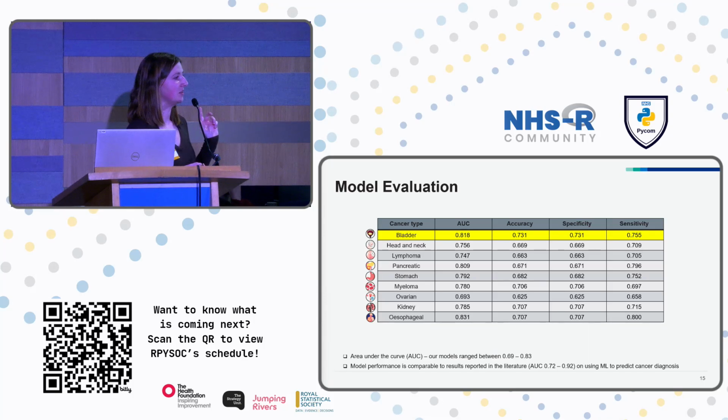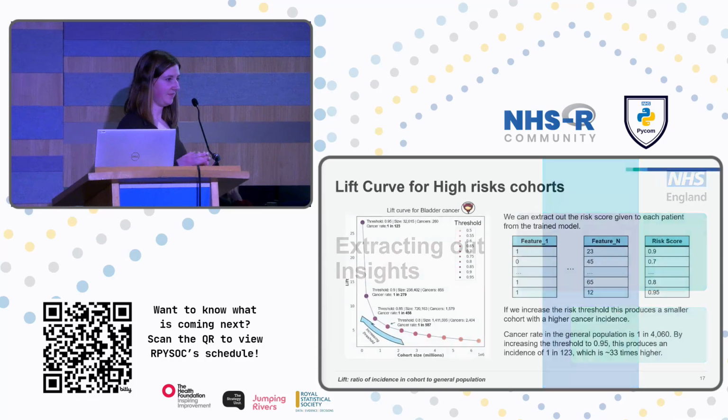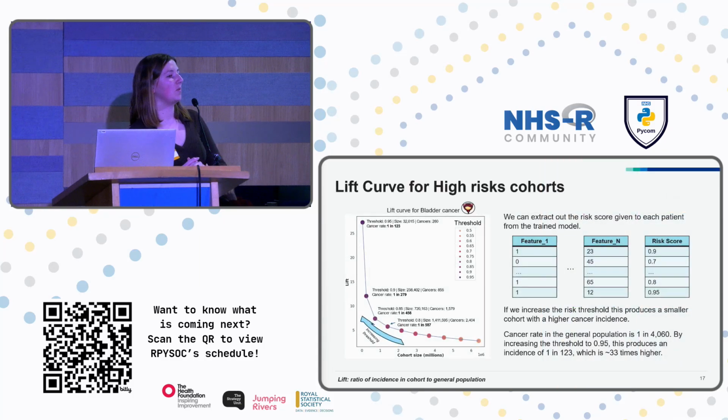I'm going to continue with the bladder cancer example to explain how we can use these trained models to extract insights from them. Going back to our main objective, we wanted to identify characteristics from high-risk cohorts. To identify these high-risk cohorts, we decided to use a methodology called a lift curve.